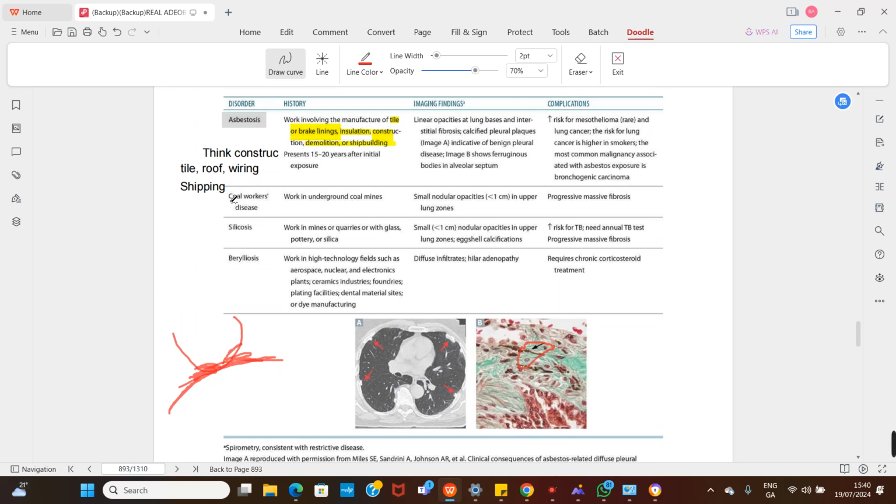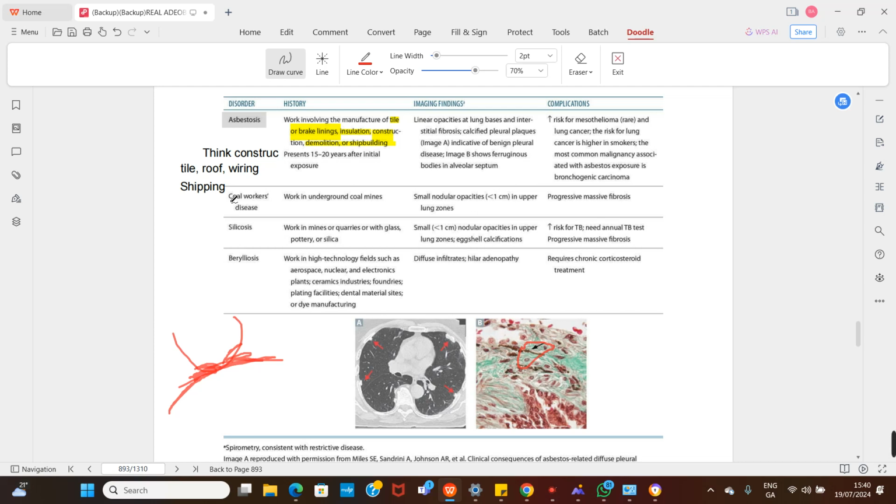Coal worker's disease. People that work underground in coal mines can have coal worker's disease, in which they have small nodular opacities less than 1 cm in the upper lung zone, and it's associated with progressive massive fibrosis. You can just see that the lung will be black. That's another thing that can be a hint.